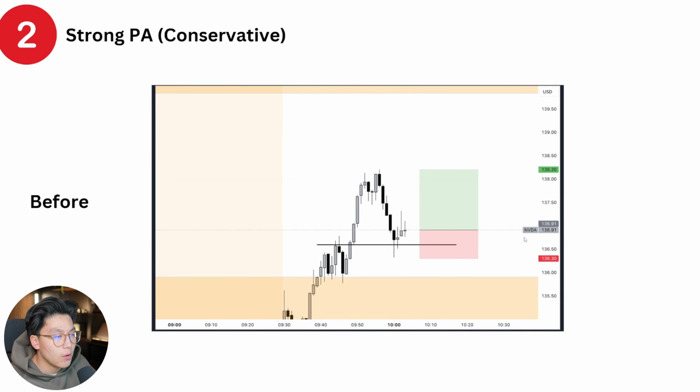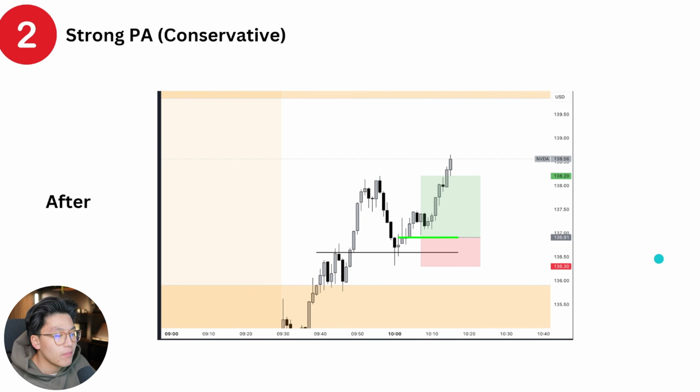Now let's play it out. And you can see that price ends up having a super solid push back towards high of day. And we end up having some more continuation as well. So you can see right here, this is the conservative entry model.